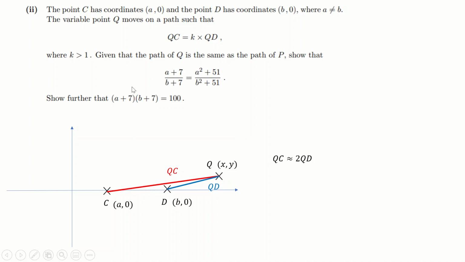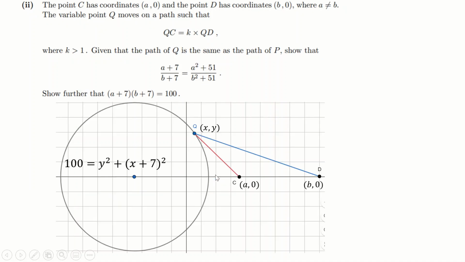So okay, that's fine, except it says that the path of Q is the same as the path of P. So actually, Q isn't over here at all. It goes around that same circle that the other one did, that same circle at center (-7, 0), radius 10. So Q is on this circle just like the other one was.